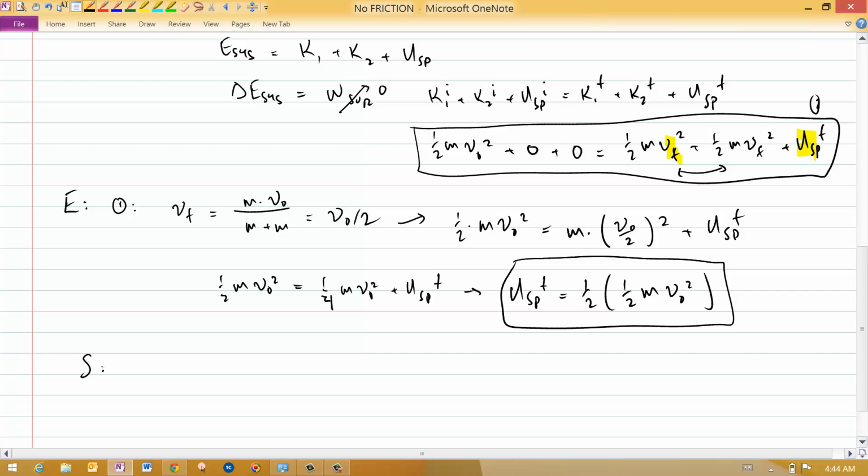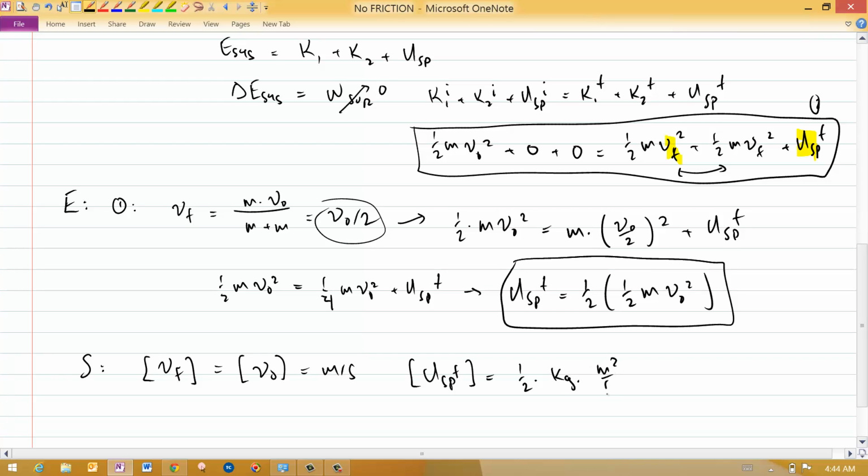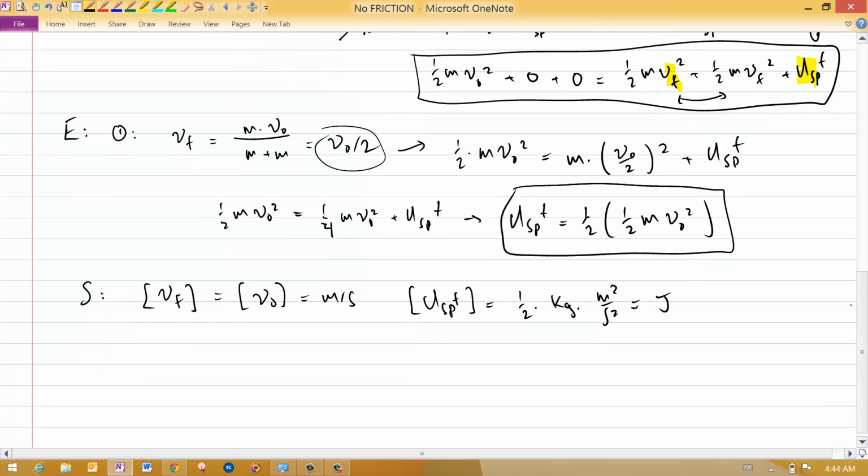Now we need to check them. For the skeptic review, the units of V final, here's my expression for V final. It's the same as the units for V0, so that is meters per second. No problem there. And my units for the energy that the spring has is 1/2 kilograms meters squared per second squared, which is joules. So the units work out, and there aren't any unknowns.